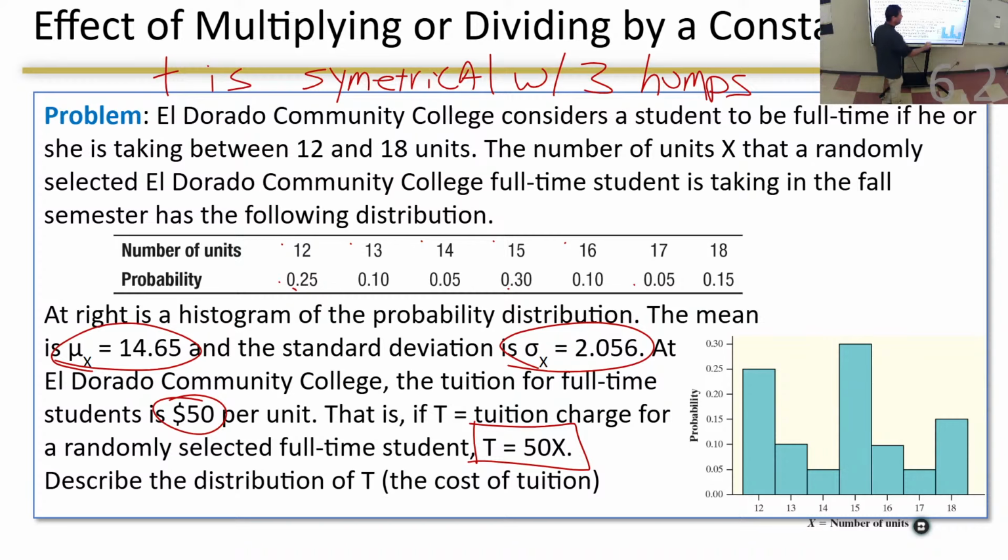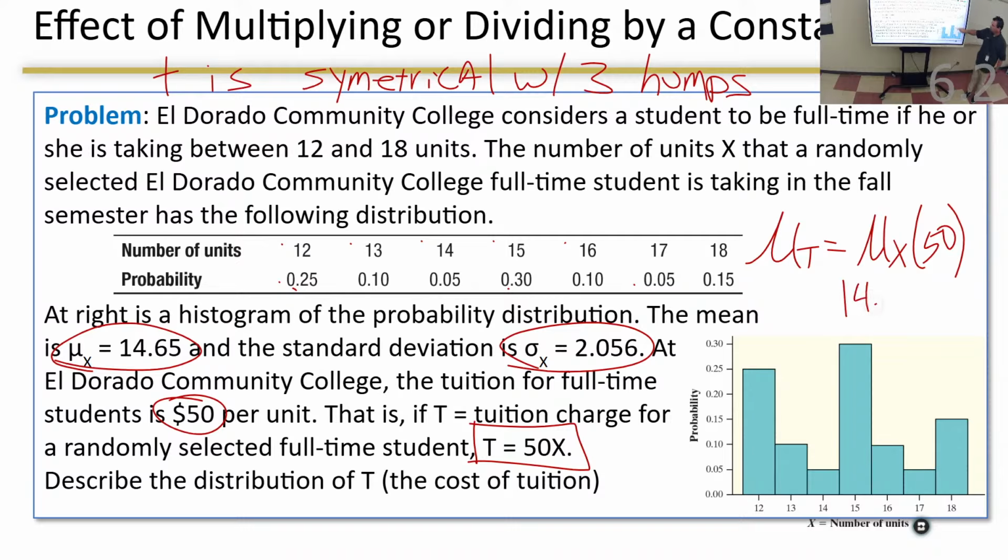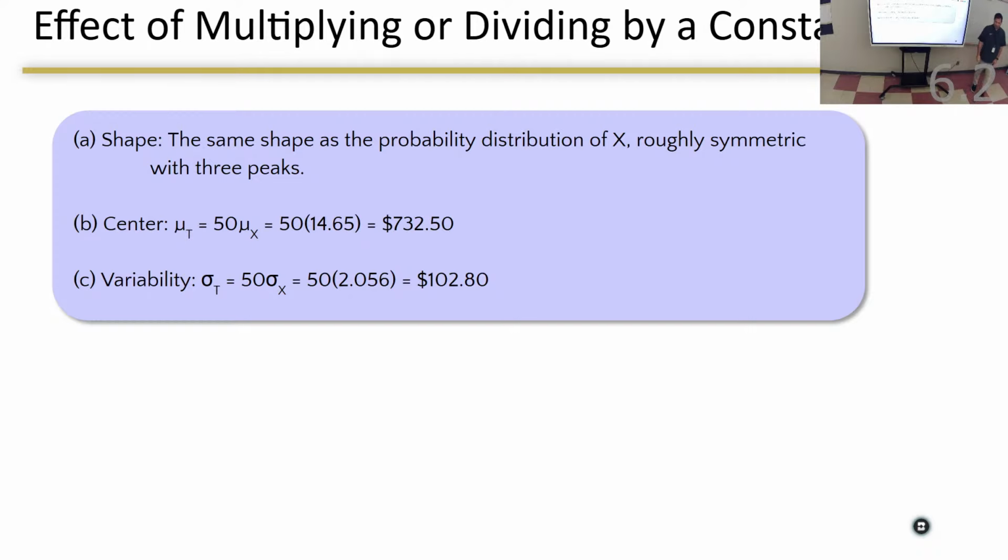The center of T is equal to the center of X times 50. And the center of T is 14.5. Uh-oh, sorry. Let me clean that up. 14.65 times 50. And whatever that equals is your new center. And then the standard deviation of T is equal to the standard deviation of X times 50, because multiplication affects both. And the standard deviation was 2.056 times 50.